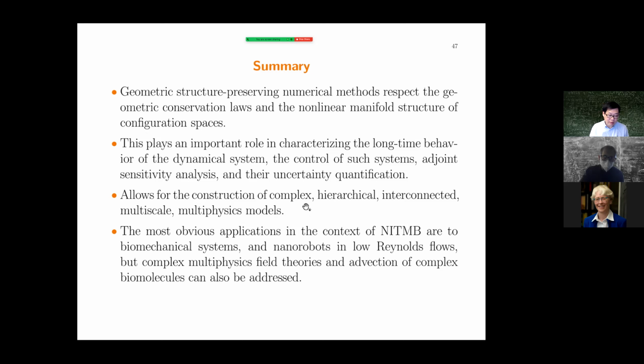So one thing I didn't mention, which I think is important, is that you can take these simple models and interconnect them to construct hierarchical, interconnected, multi-scale multi-physics models. The most obvious applications in the context of this collaboration, I think, are biomechanical systems and possibly nanorobots in low Reynolds number flows. But you can also model complex multi-physics field theories, and you could consider perhaps the advection of complex biomolecules in the body.